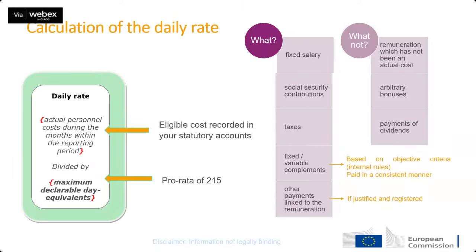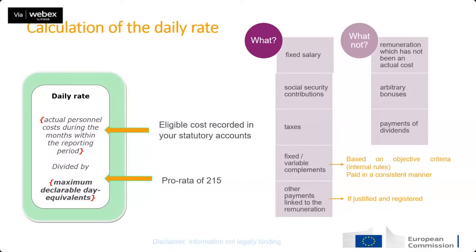This was the first part of the formula, and now my last slide of today, I think, is the calculation of the daily rate, which is the second part of the formula. And this is simply the actual personnel cost of your personnel incurred during the months of the reporting period that this person was working. And here we divide it again and we cap it to the maximum declarable day equivalence. Remember, that was the figure that we calculated following the previous slide. So here again, we have the pro rata of 215. So we introduce a horizontal common factor that caps the daily rate here also.